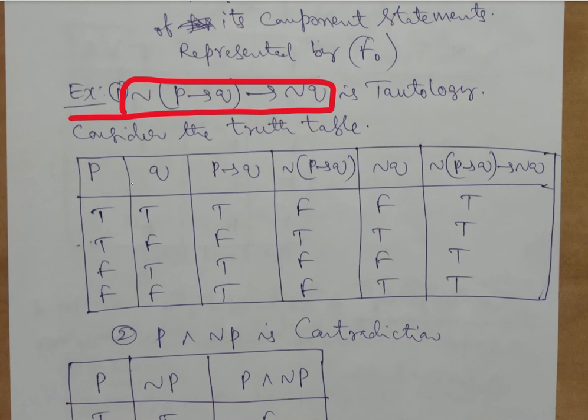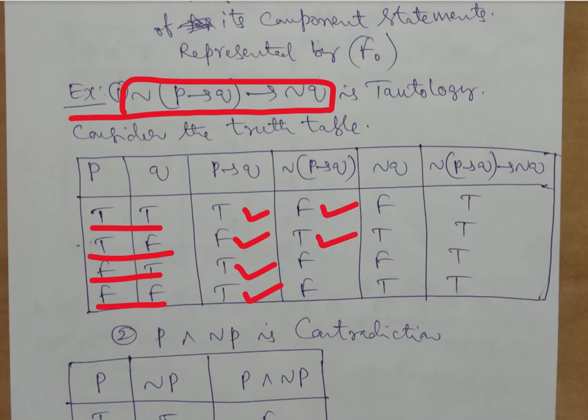So P, Q, with all combinations TT, TF, FT, FF. As I said earlier, if you are comfortable with 0 and 1, you can go with 0, 0, 0, 1, 1, 0, 1, 1. That is left to you, but be careful with the definitions. If it is TT, it is T, because it is the implication, only in the case of T and F it is false. In all other cases it is T. Now the negation of this: if it is T, the negation will be F. If it is F, the negation will be T. So negation of T is false, negation of T is false.